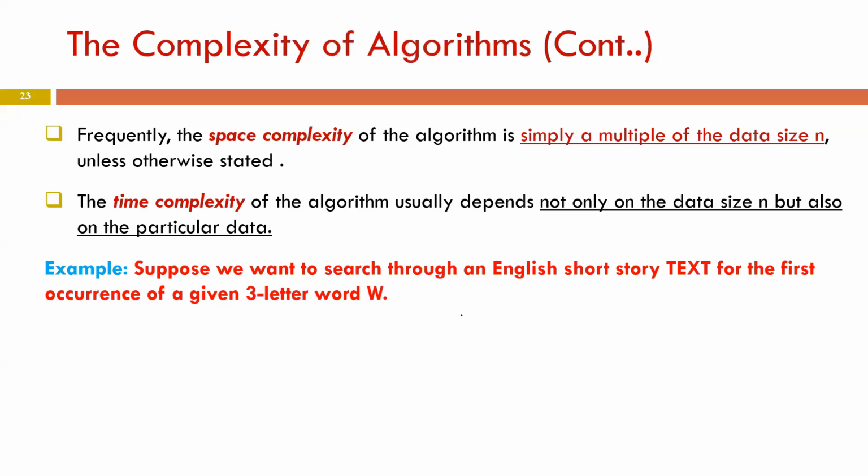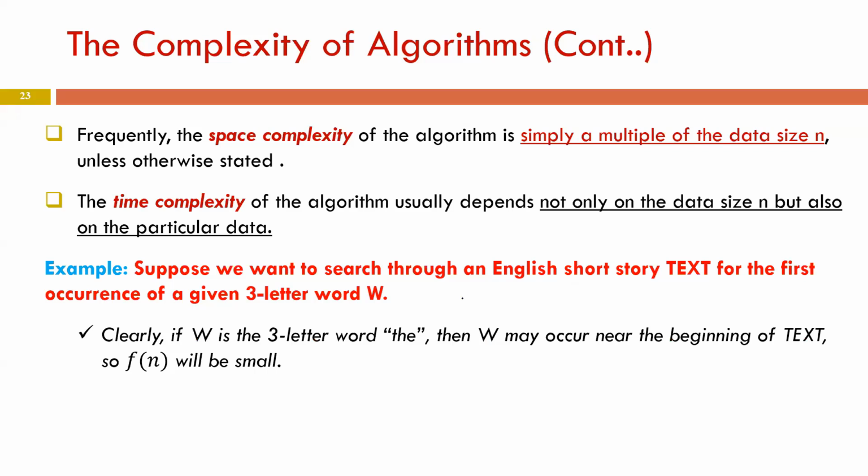So this is an example. We want to search, we have a short text, a Word text or PDF, and we look for a given word. Okay, so we search for this word. If the word is "the", it's more likely that you find it quickly because we use "the" several times in a text, so the first occurrence will be at the beginning of the text. So f(n) will be small, the first occurrence.